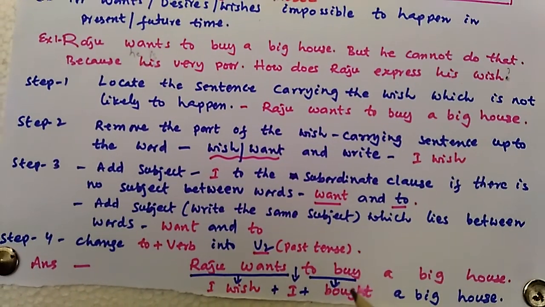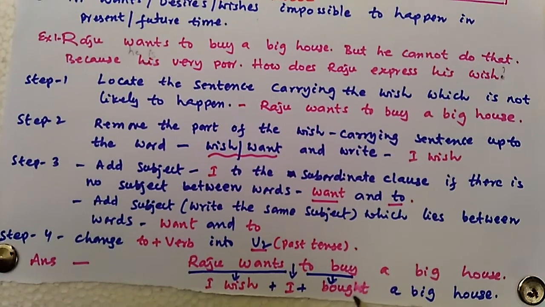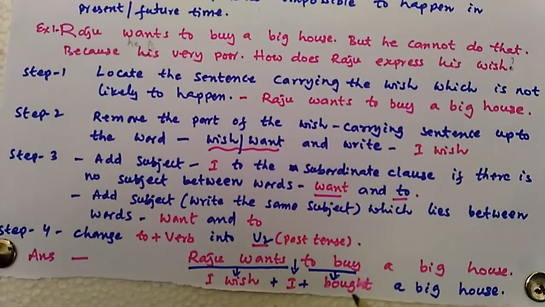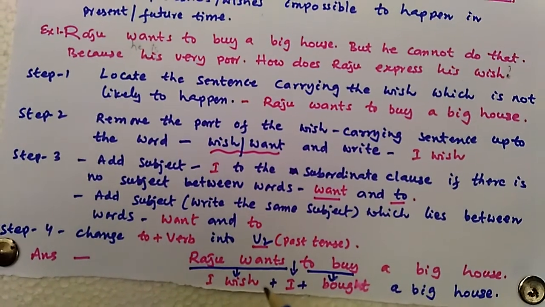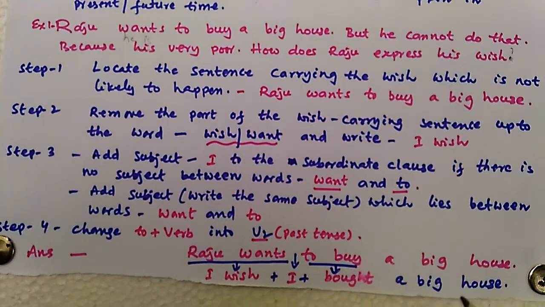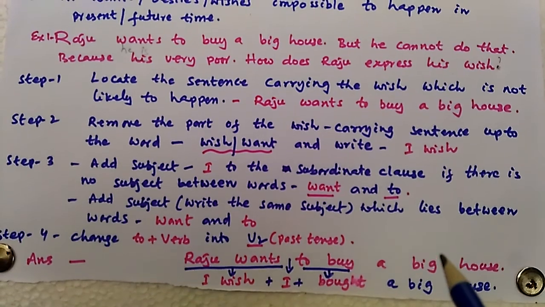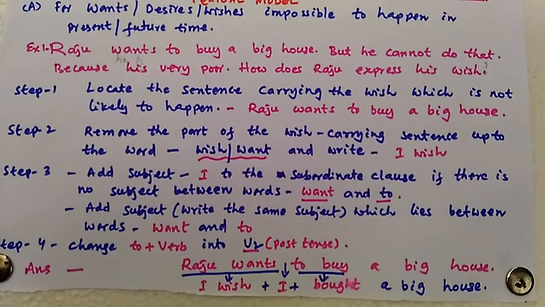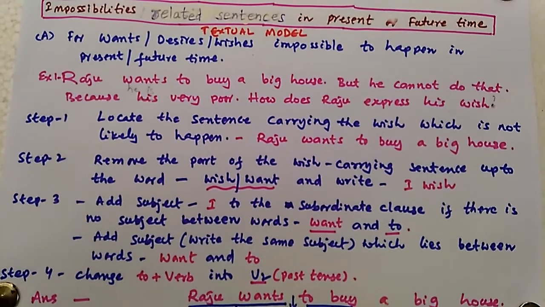And step 4. To plus verb 1, the infinitive, has been changed into verb 2, that is bought. So we get the final answer: I wish I bought a big house. In this way, we can write the wish sentences for impossible wants, desires, and wishes.